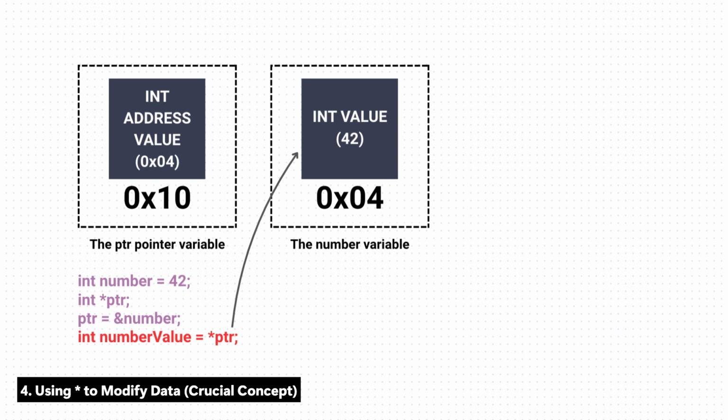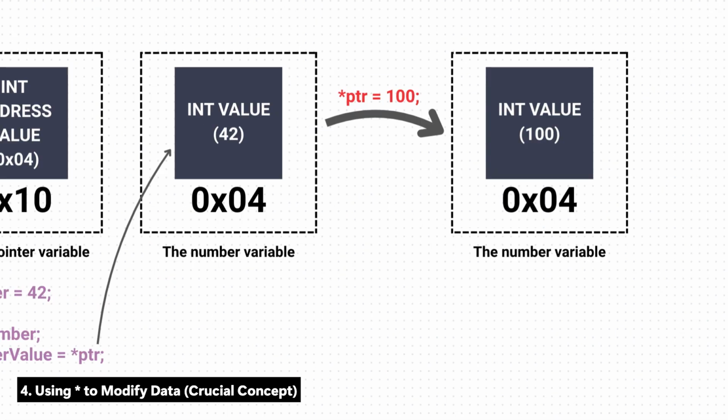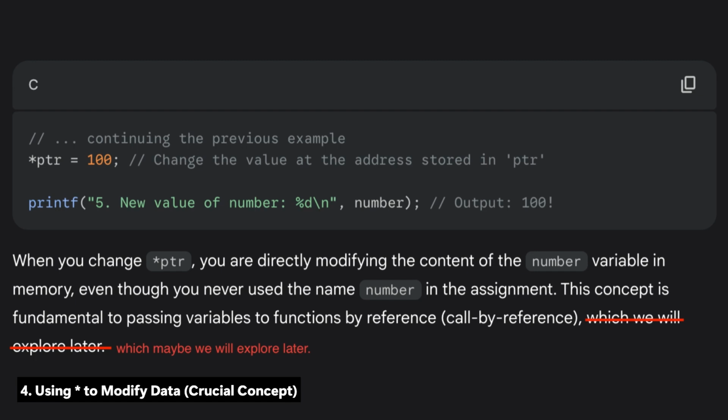Four. Using the asterisk operator to modify data, a crucial concept. The real power of dereferencing is that you can use *ptr on the left side of an assignment operator to change the original variable's value indirectly. When you change *ptr, you are directly modifying the content of the number variable in memory, even though you never used the name number in the assignment. This concept is fundamental to passing variables to functions by reference, call by reference, which maybe we will explore later.